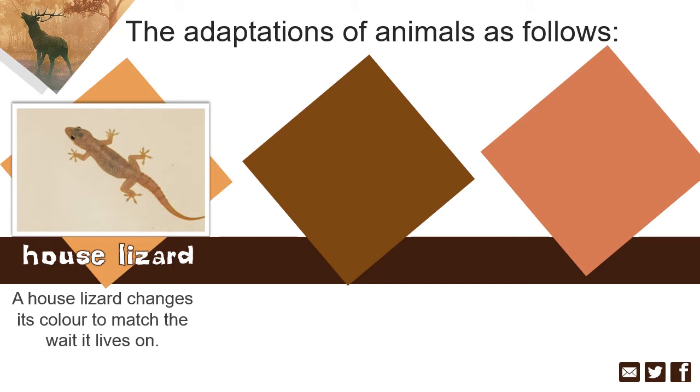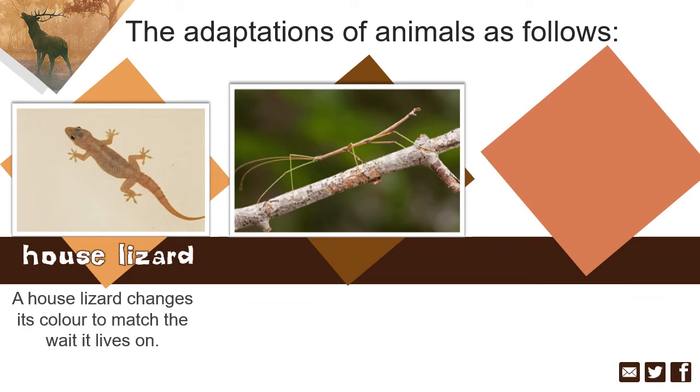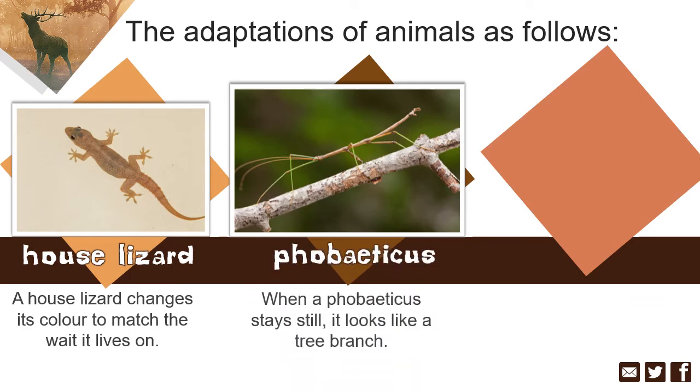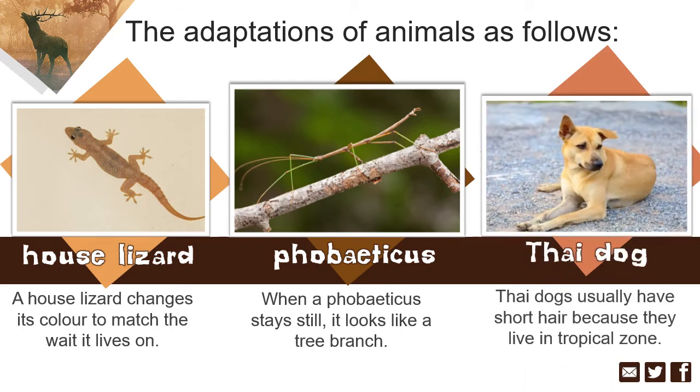Second picture is a Phobaticus. This is also known as a walking stick. This stays still and it looks like a tree branch. Thai dogs usually have short hair because they live in a tropical zone.